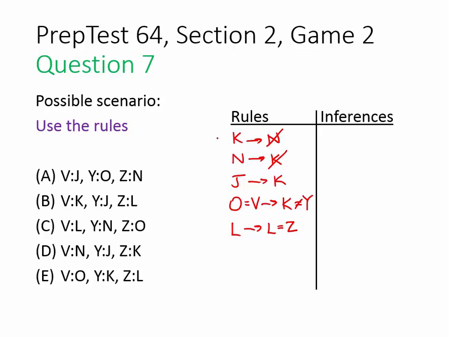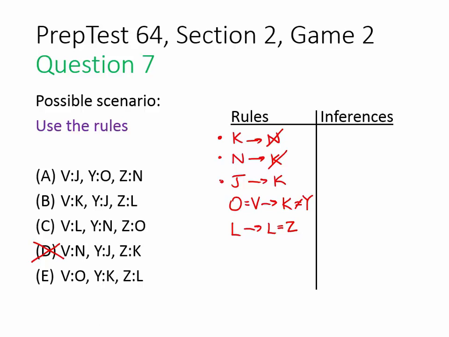Starting with our first one, if K, then no N. Well, we're looking for anything that contains both K and N, and that is D. So we can get rid of D. And that actually took care of both of these rules.